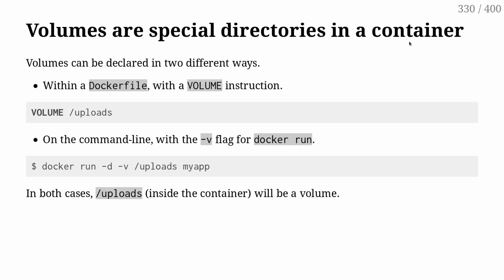You can also do that explicitly with -v. We've seen -v with the path on the host and the path in the container, but we can also just put the path in the container, and in that case, some path somewhere on the host will be automatically allocated.